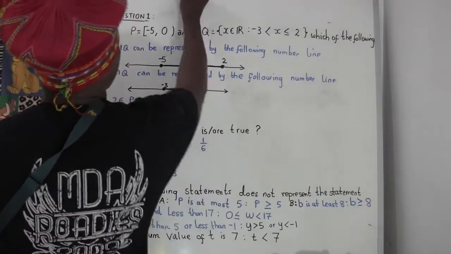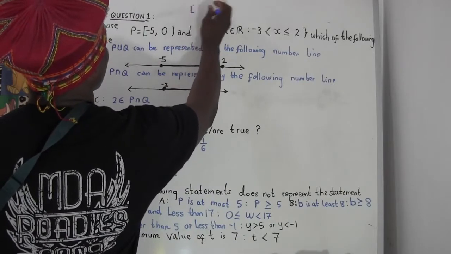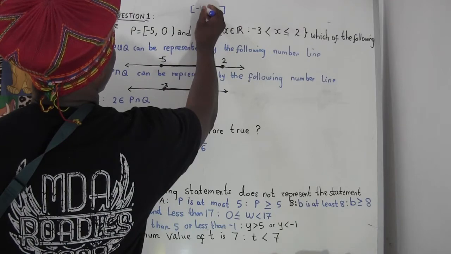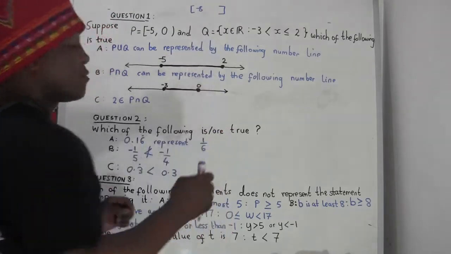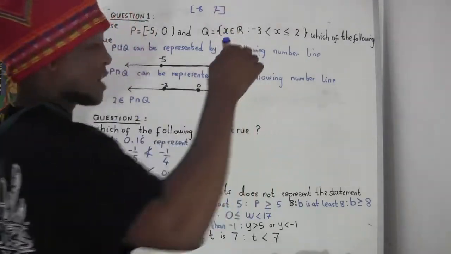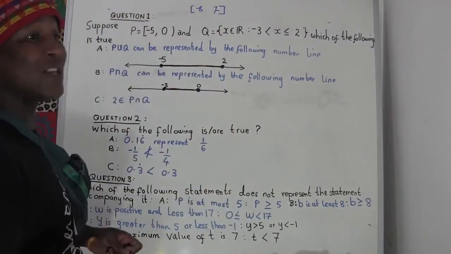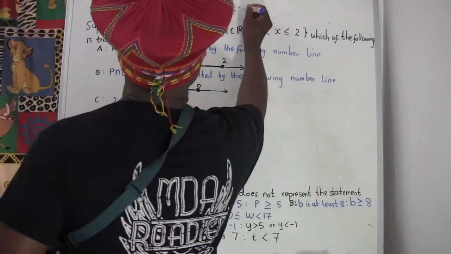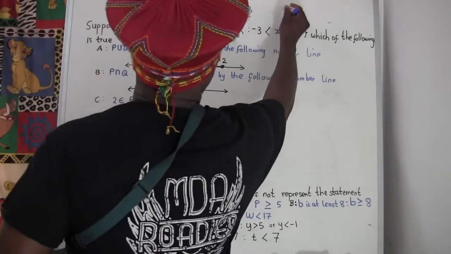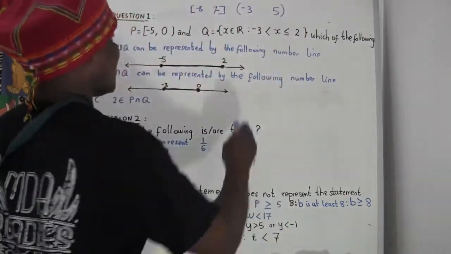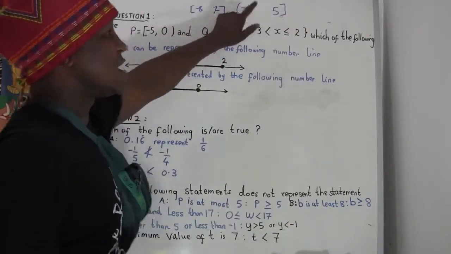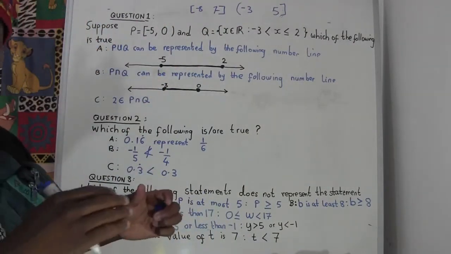Whenever they use this sign, it means including. When you say including -8, it means starting with -8, and then including 7 means you end with 7, involving the 7. But if you say -3 excluding and then go to 5 including, it means you start from just after -3.